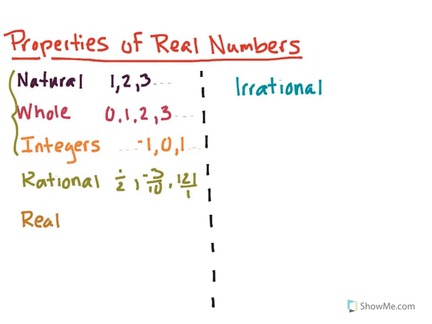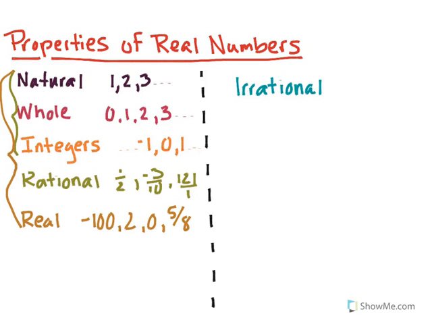Now, real numbers is like the umbrella that encompasses all the different kinds of numbers that we have written above. So real numbers are any rational, integer, whole, or natural number. So it could be any of those above. I could write -100, I could write 2, I could write 0, I could write 5/8, and those are all real numbers. So real numbers is everything above it.